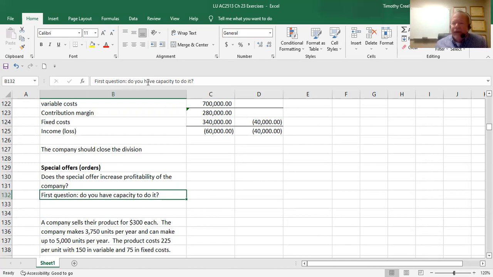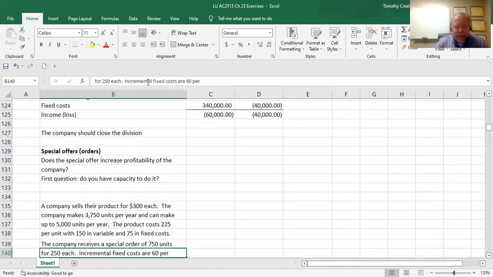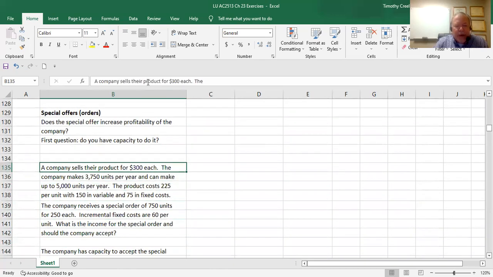Now, if you have capacity, then you run a financial analysis that looks at the revenues versus the cost specifically related to the special order. Let's talk about this real quickly here. A company sells their product for $300 each. The company makes 3,750 units per year and can make up to 5,000 per year. So that's their total capacity, 5,000. The product costs $225 per unit with $150 in variable cost and $75 in fixed cost. The company receives a special order of 750 units for $250 each.